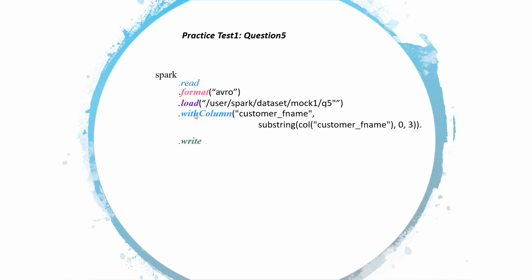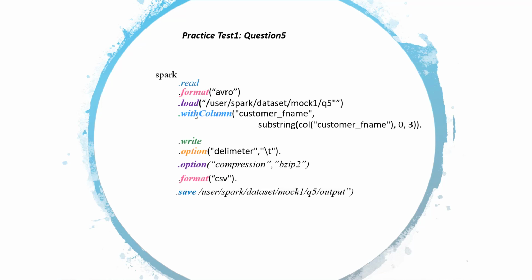Okay, and then I'm saying .write .option. So here the delimiter is tab delimiter, and then the option I'm using the compression as bzip2. The format is CSV. Save my output location. So this is a very simple straightforward question. The only thing that is different here is this with column API where I am making use of substring operation.